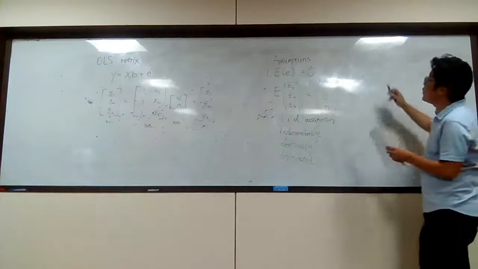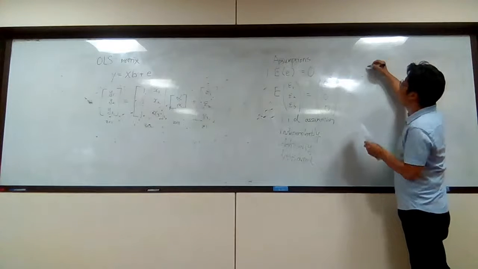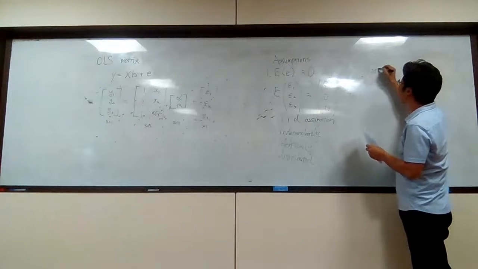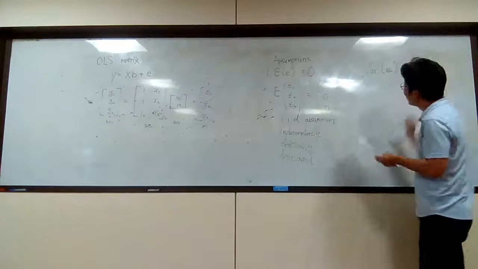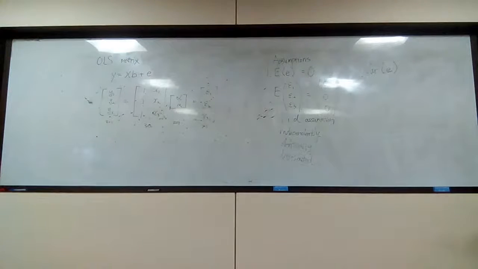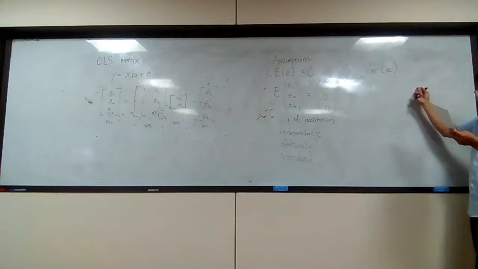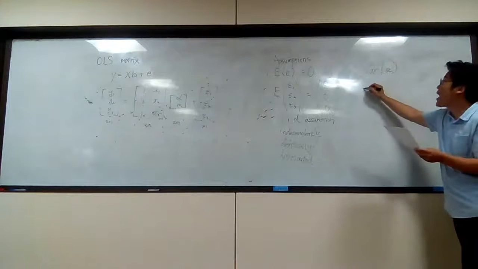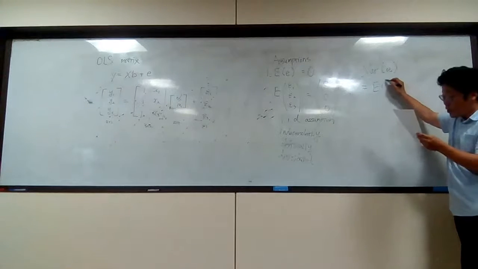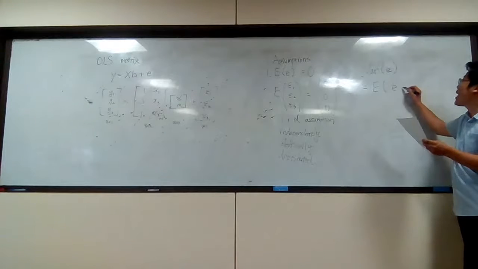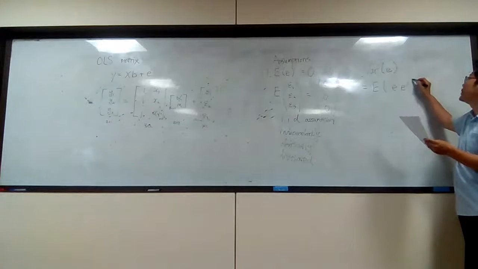The second one is variance of E. In OLS, almost everything is about variance and variance and variance. Okay? So how do we calculate variance of E? That is expected value of E and E transpose.